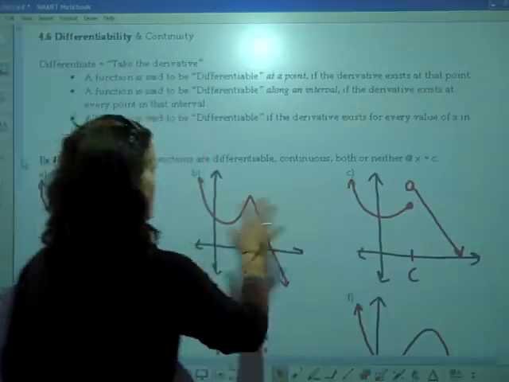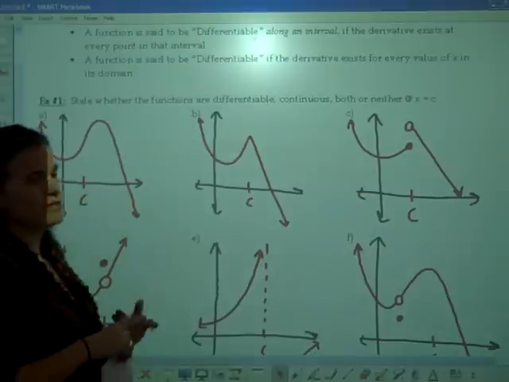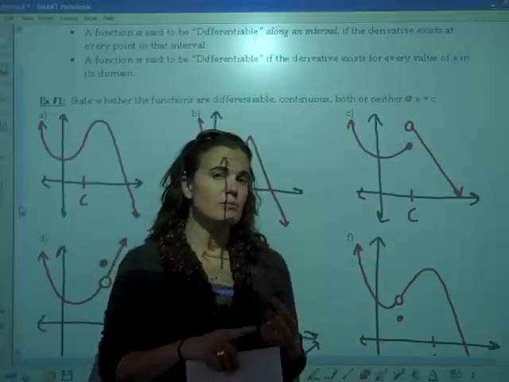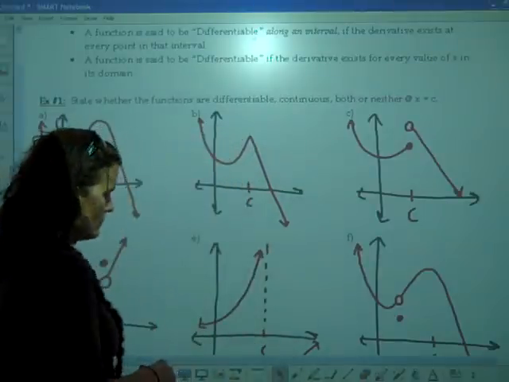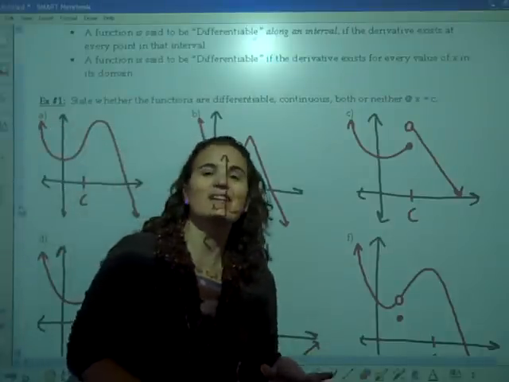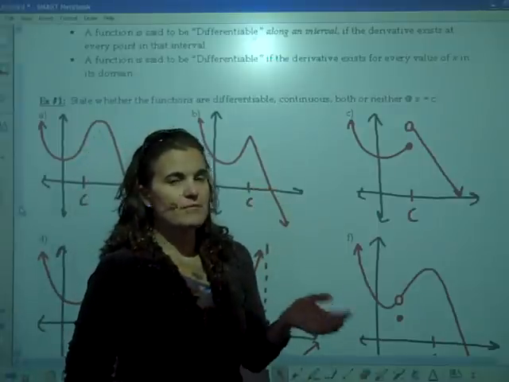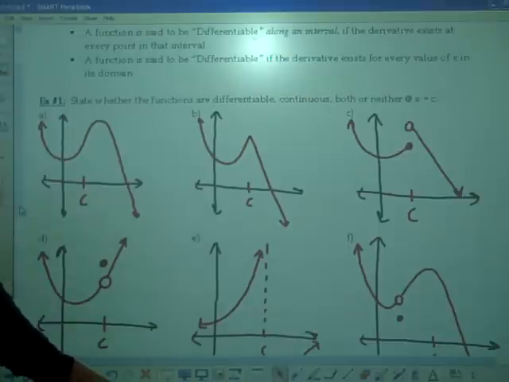Okay, so we're going to be looking at these six different situations. We're going to state whether the function is continuous, differentiable, both continuous and differentiable, or neither continuous nor differentiable. Okay, so if we look at this, actually I would love it if you would stop and try that on your own. See if you can make one of those statements. If you're totally confused, go ahead and press play and see if you can get the hang of it, and then press pause. Try those out.